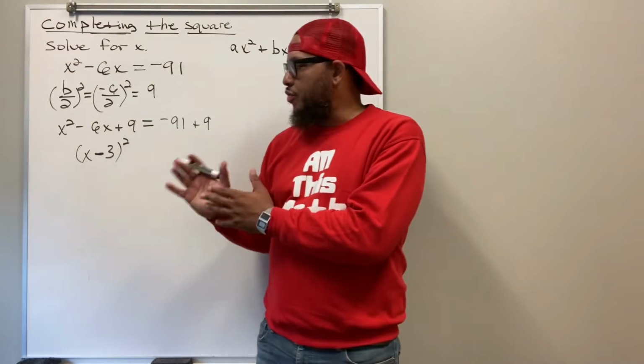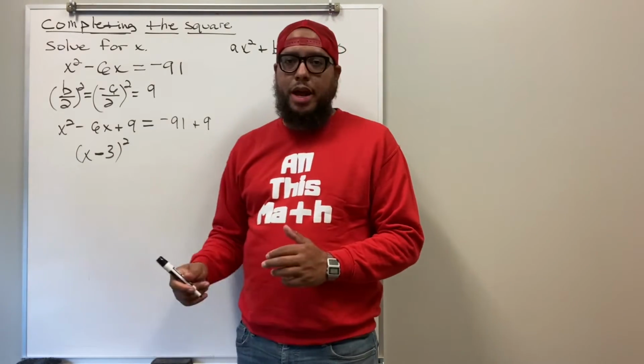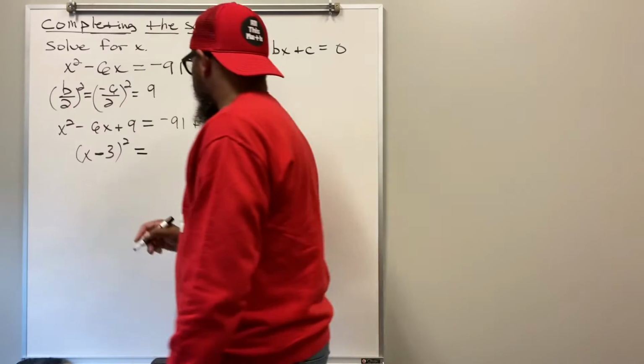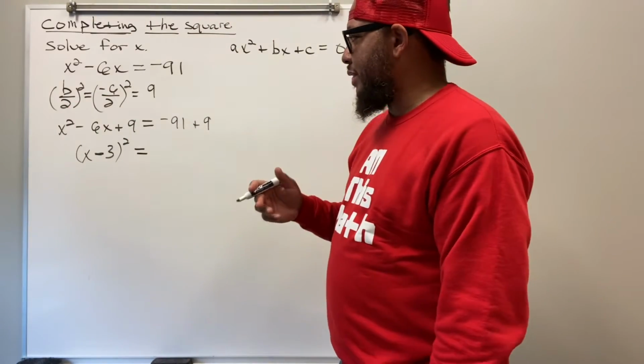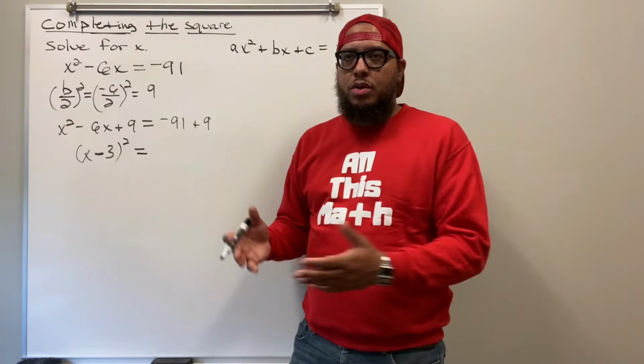So that's the factored form of that, right? We have x minus 3 to the second power. That's the factored form of that. Then on the right-hand side, we have negative 91 plus 9. Negative 91 plus 9, do a little mental math. That's the same thing as doing 91 minus 9, but then making your answer negative. What's 91 take away 9?